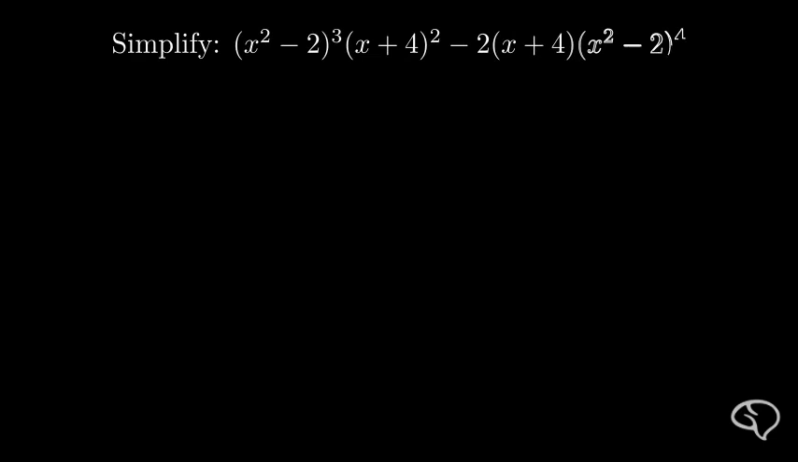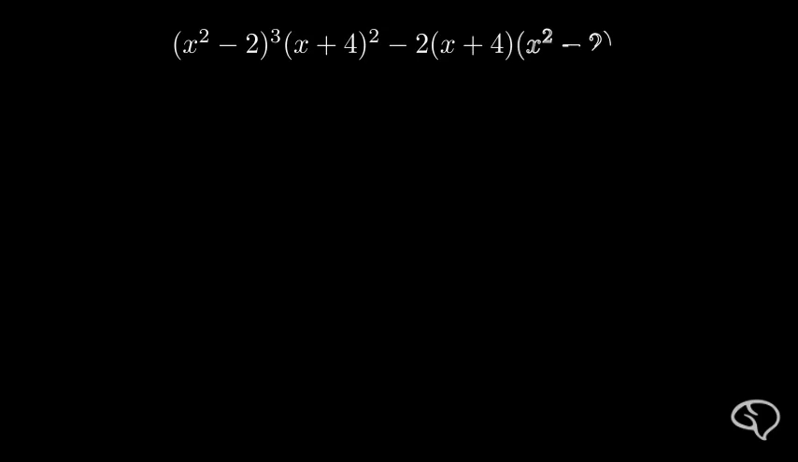The quantity (x² − 2)³ times the quantity (x + 4)² minus 2 times the quantity (x + 4) times the quantity (x² − 2)⁴. This expression might seem intimidating at first, but we'll break it down into manageable pieces. The key is to look for common factors, just like you would with numbers.